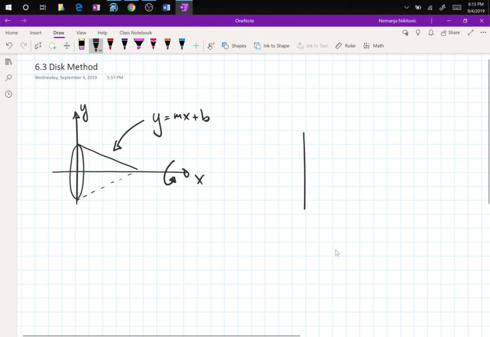If you take a line segment like that and rotate around the x-axis, what do you get? Yes? A section of a cone. Section of a cone, sure, but it's the object that you would use on a daily basis, probably.